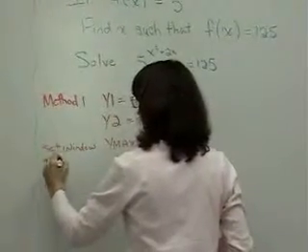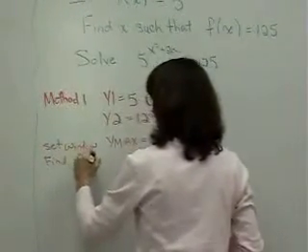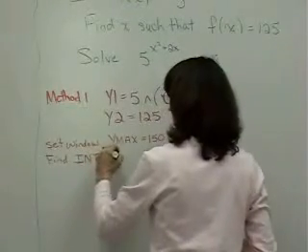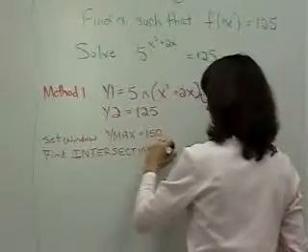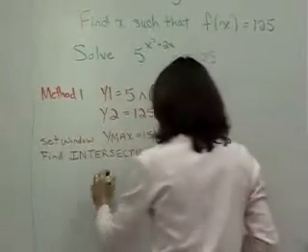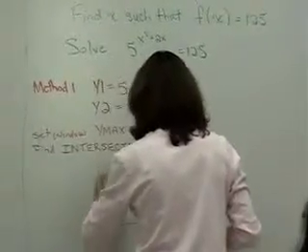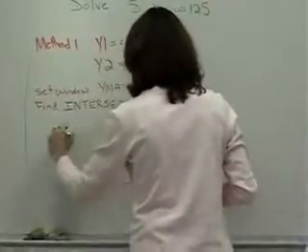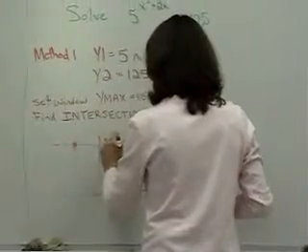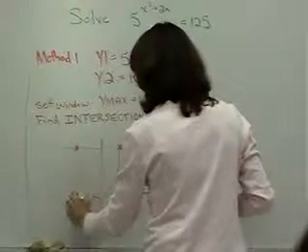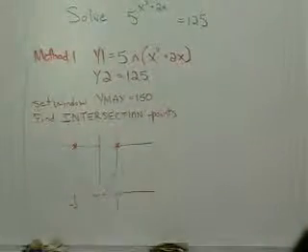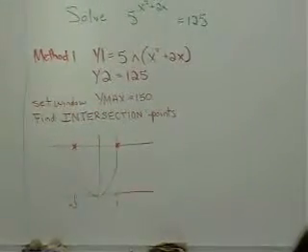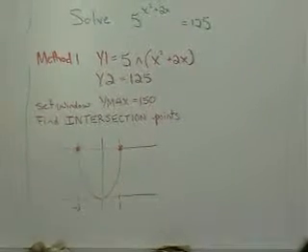Find intersection points. You'll get a picture that'll look something like this. This point right here and this point right here are your answers. It turns out that it's, going from memory, I think it's -3 and 1. The x values that you get on your intersection points, those are your answers.